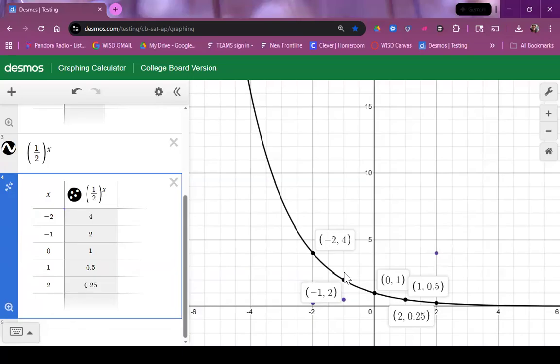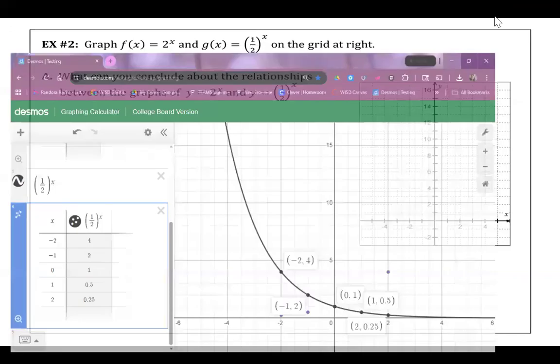Do we see that reflection? So it's asking you to describe, what do you notice between the two? Well, the conclusion is we know that there's a reflection. So let's talk about how that works and what does that mean mathematically.